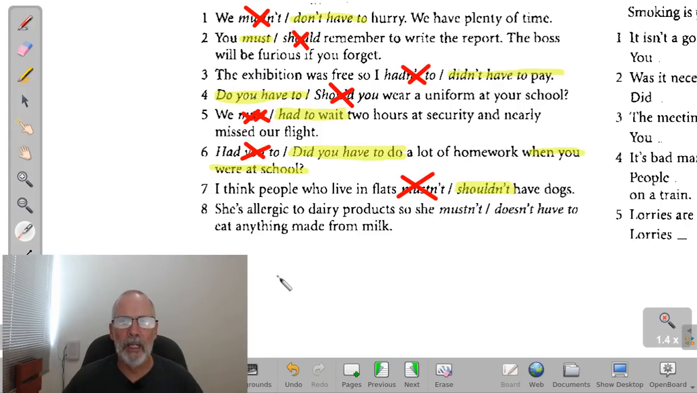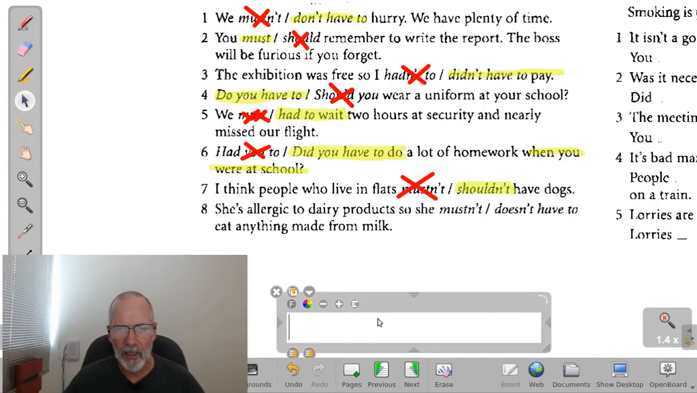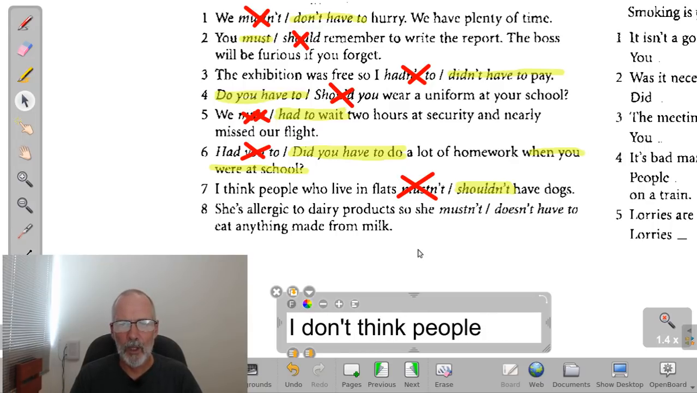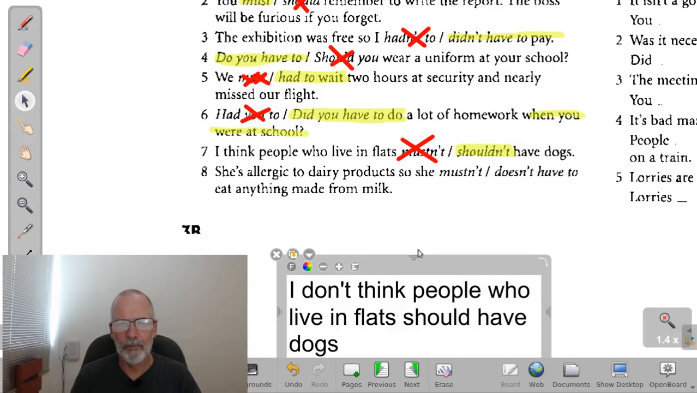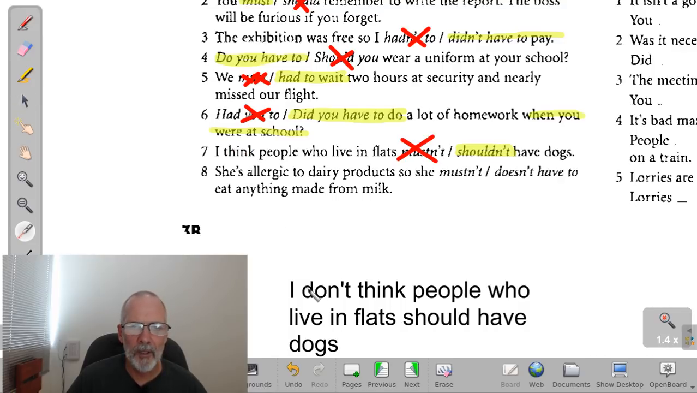Another way of saying that would be to say I don't think people who live in flats should have dogs. That's probably the way I would say it. Put the first bit negative and say I don't think people who live in flats should have dogs. Here I'm saying the same thing, but in this one I put the I think positive, and here is I don't think, so this is negative and this is positive. It means the same thing.